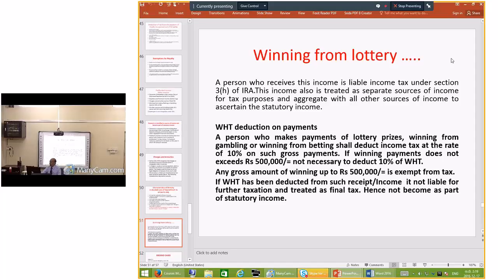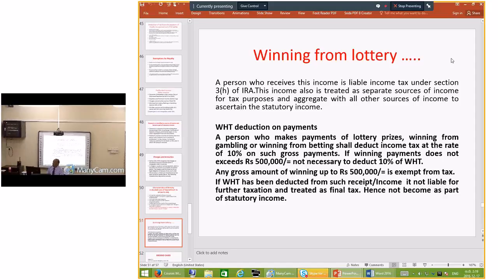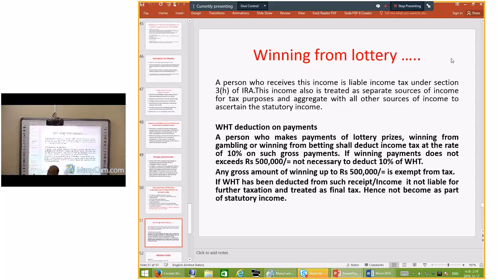If someone receives less than 500,000, it does not become statutory income, right? Say some businessman has so many sources of income and won 450,000 in a lottery or the casino, but it is not subject to tax. Though the 10% tax is not deducted, that income is not aggregated with his other sources of income. If the winning amount is less than 500,000, it does not become part of the statutory income.